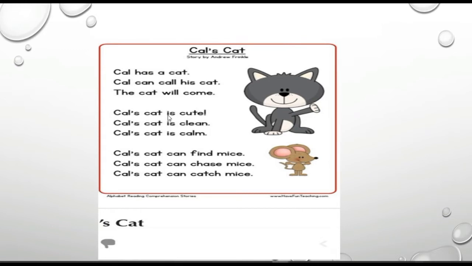Cole's cat is cute. Cole's cat is clean. Cole's cat is calm. Cole's cat can't find mice. Squeak, squeak. Cole's cat can't chase mice. Squeak, squeak. Cole's cat can catch mice. Squeak, squeak. Okay, did you like the story? So repeat it again with your parents.